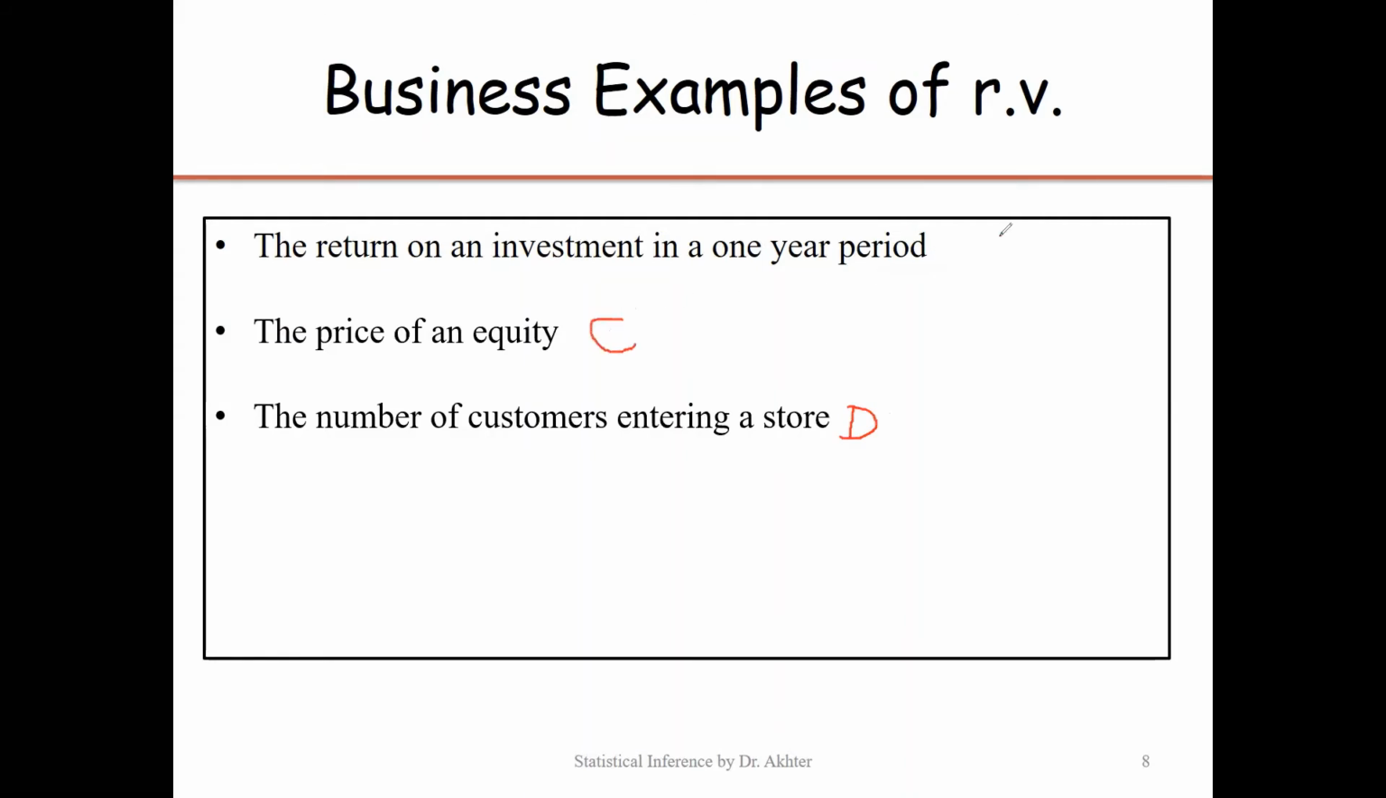This is also the return on investment in a 1 year period. This is also continuous. The return amount is continuous. The time at which we get that return is discrete. So if we are describing the amount, the return amount is the variable, then the return amount is continuous.